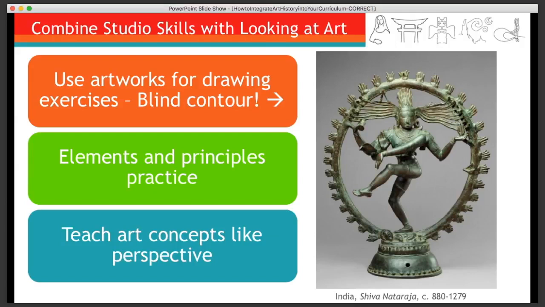Okay. And then this is the last one: combining your studio skills with looking at art. So using artworks for drawing exercises. This one is really good for blind contour.